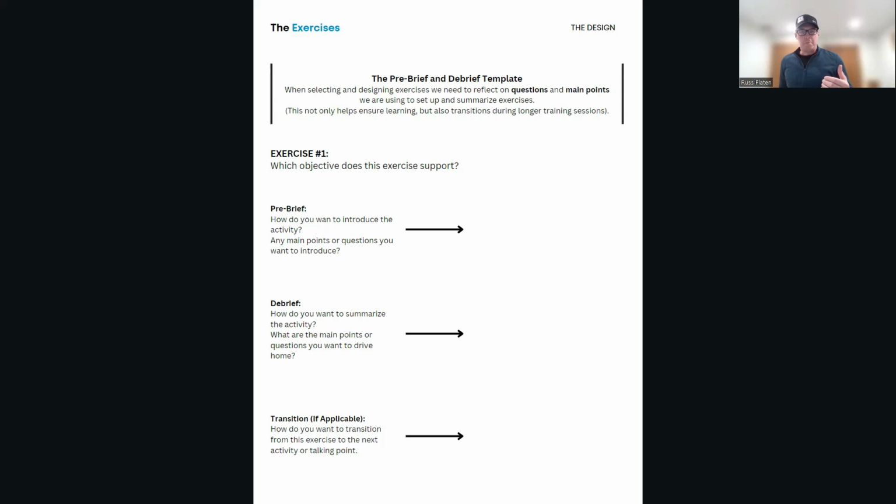But now when it comes to the actual exercise, a lot of times after an introduction, you're going to get to some sort of large group discussion, small group discussion, or an experiential activity. It doesn't matter. You've got to set it up, right? So how do you want to introduce the activity? Any main points or questions you want to introduce? This is really, really critical, and the way in which we ask matters.